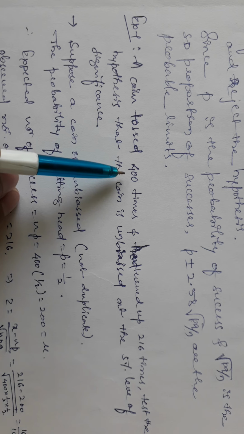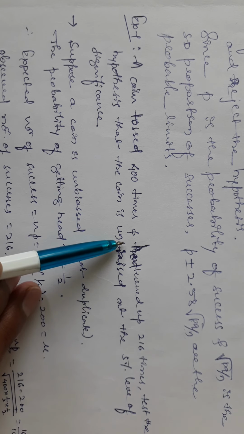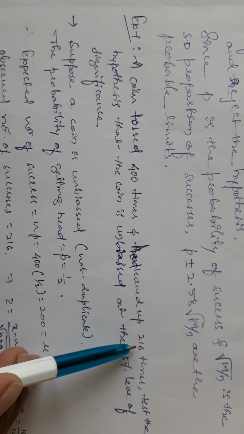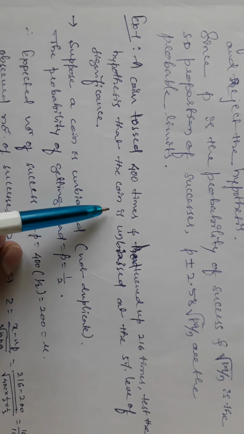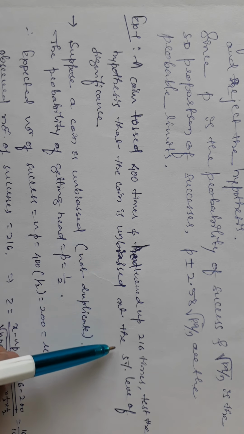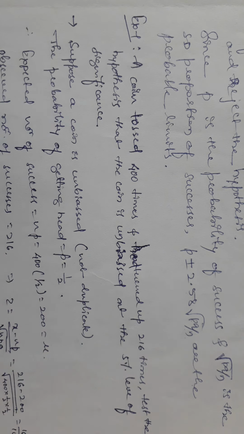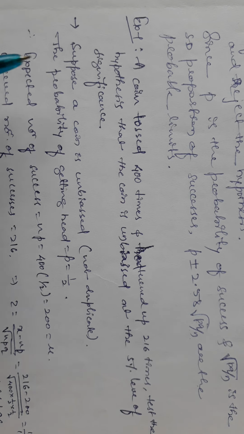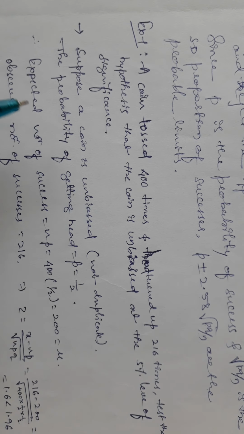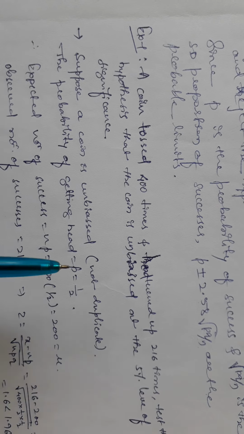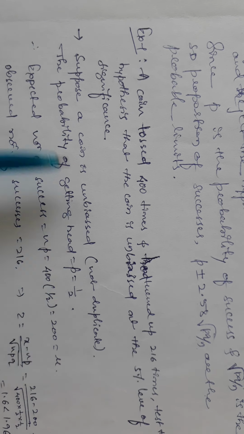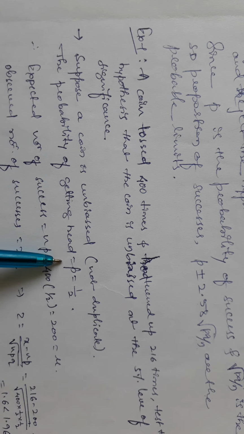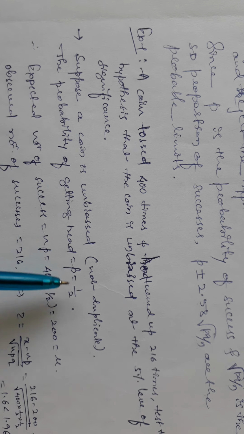A coin is tossed 400 times and head turned up 216 times. Test the hypothesis that the coin is unbiased at the 5% level of significance. Here unbiased means not duplicate, and biased means duplicate. Suppose the coin is unbiased, then the probability of getting a head is p equal to 1 by 2. If p is 1 by 2, automatically q is 1 by 2.